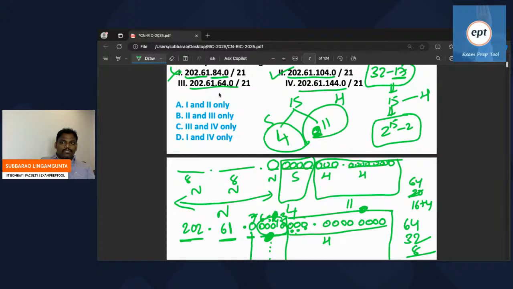Is 64 possible? Of course, the sixth bit you can make directly 1. It is also possible. Some people are asking, sir, what about 144?